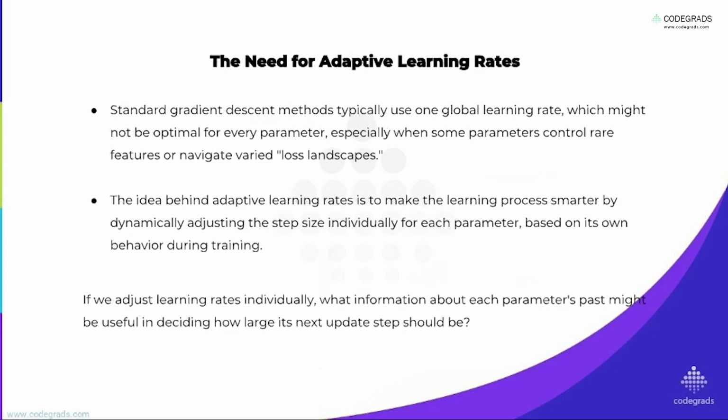Standard gradient descent uses a single global learning rate, which may not be optimal for all parameters in complex models, as parameters can control varied features or navigate diverse loss landscapes. Some parameters need larger steps, others smaller. Adaptive learning rates enhance learning by dynamically adjusting each parameter's step size based on its historical behavior. Information like past gradient magnitudes, directional consistency, and update frequency helps tailor these individual learning rates.